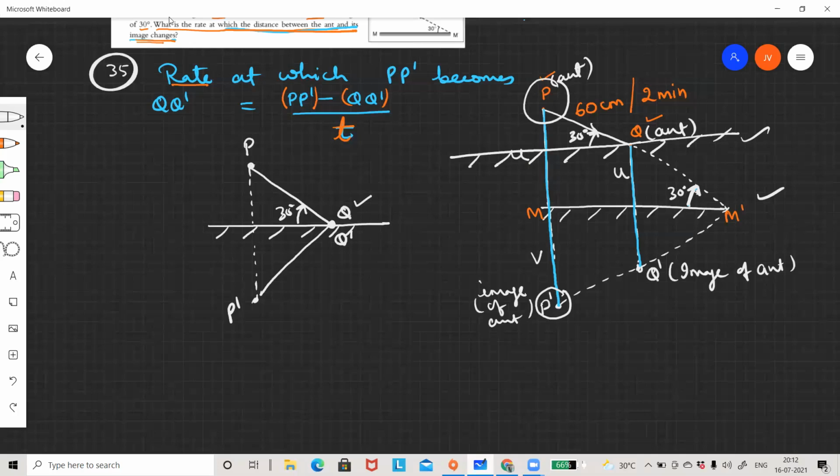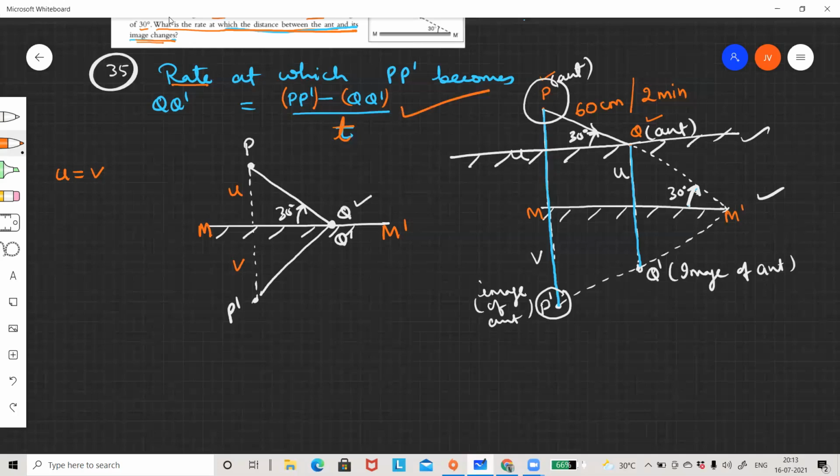Now I'm talking about the upper triangle PQ with the mirror. So that is the current diagram that I have drawn. The mirror is this one, M prime, and this is object distance and this is image distance. For a plane mirror, object distance should be equal to image distance. That is one point. So we have to find this one only.